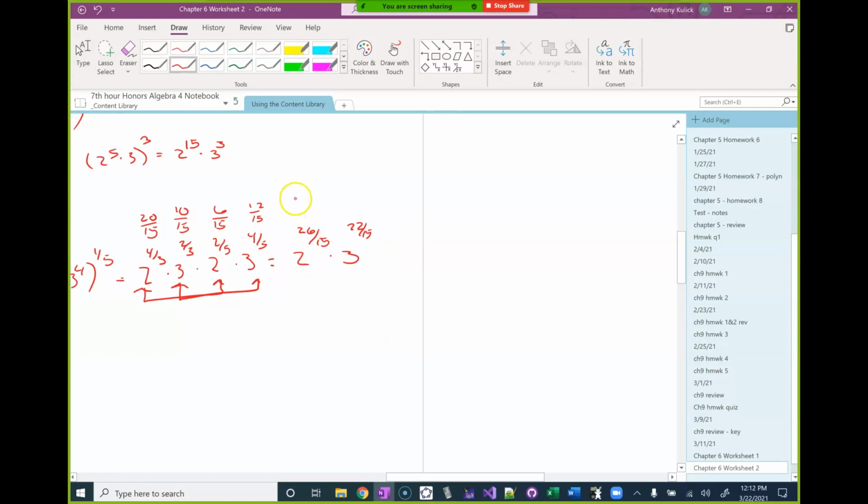So 26 over 15 is 1 and 11/15, and 22/15 is 1 and 7/15. So that can be 2 to the 1st times 3 to the 1st times the 15th root of 2 to the 11th times 3 to the 7th.